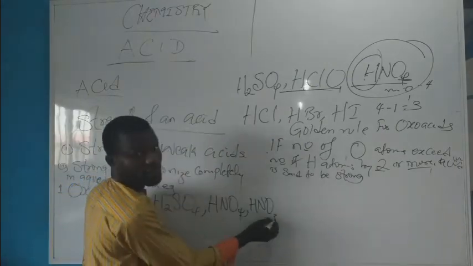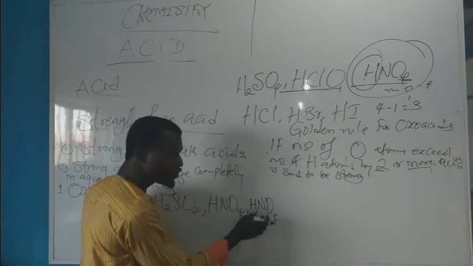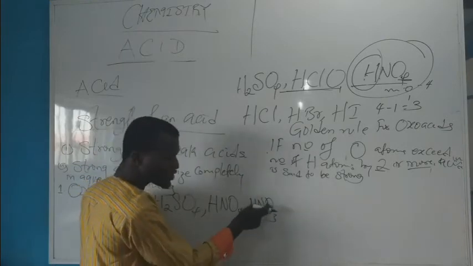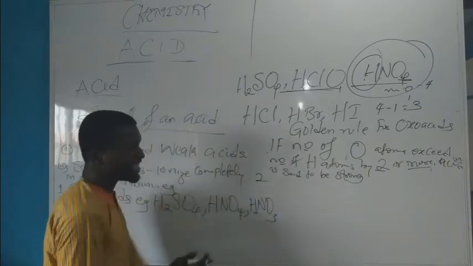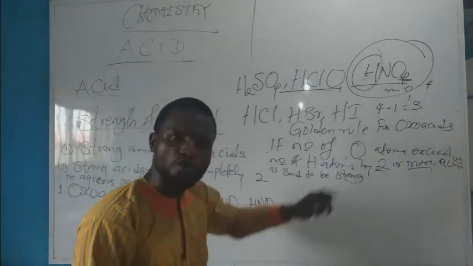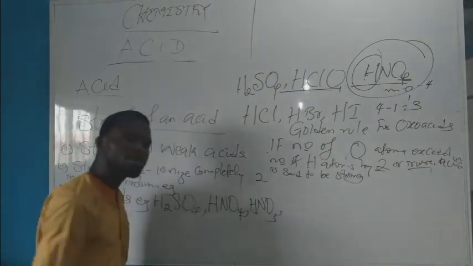The number here is 3. The number here is what? The number here is 1. The discrepancy between the number of O atoms and H atoms is what? Exactly 2, which is in concert with the rule. Therefore, HNO3 is considered a strong acid.